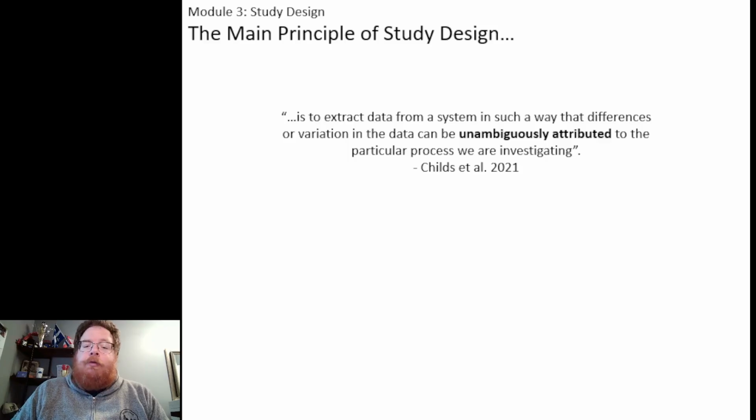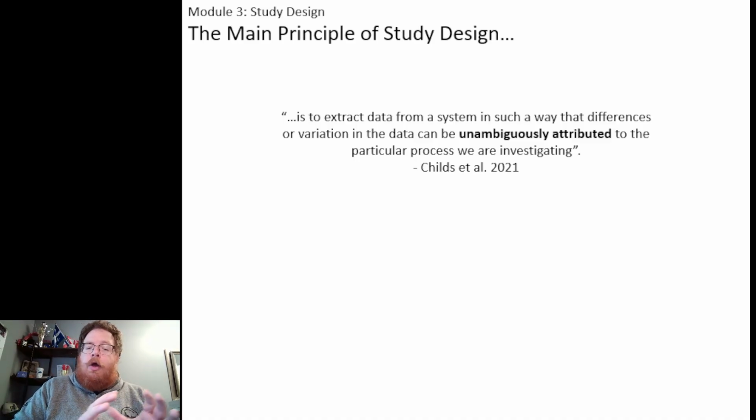Now, that is perhaps a bit wordy, but the reason I pulled this quote is because of the bolded words here, unambiguously attributed. I would say that this is really what you're striving for anytime you design a study in science. You want to design a study in a way where there is as little ambiguity as possible in terms of how the results of that study will eventually be interpreted, right?